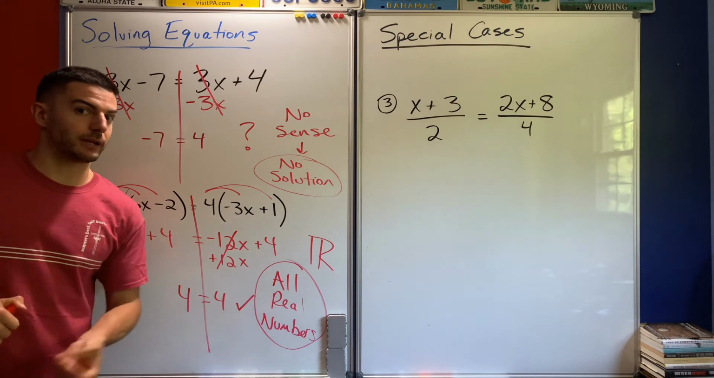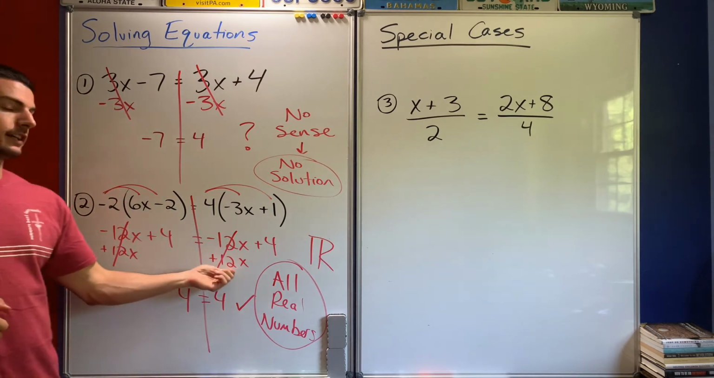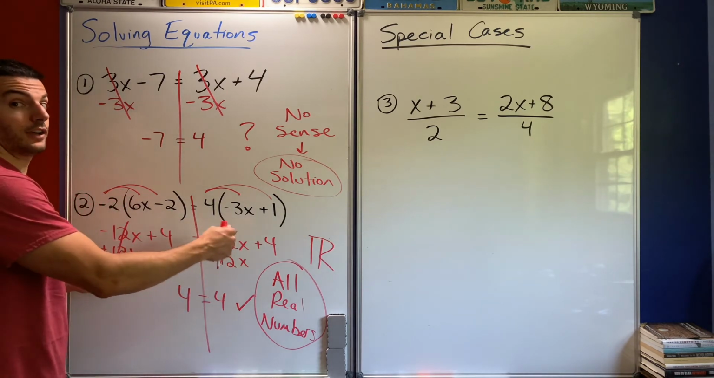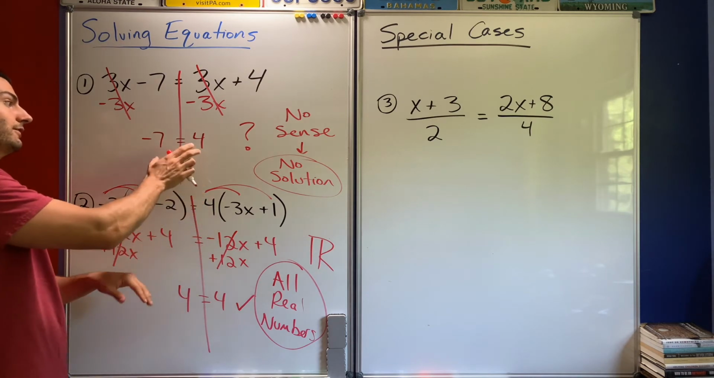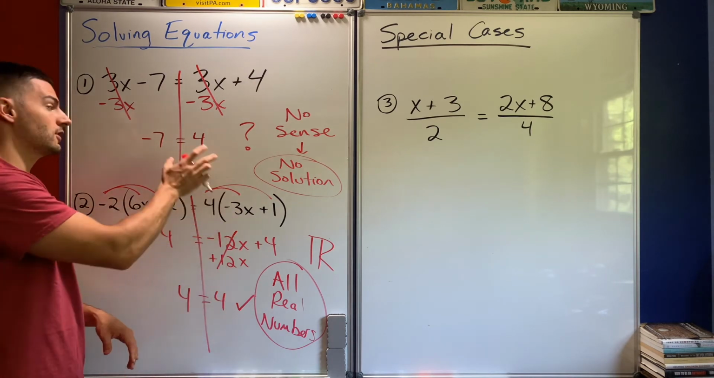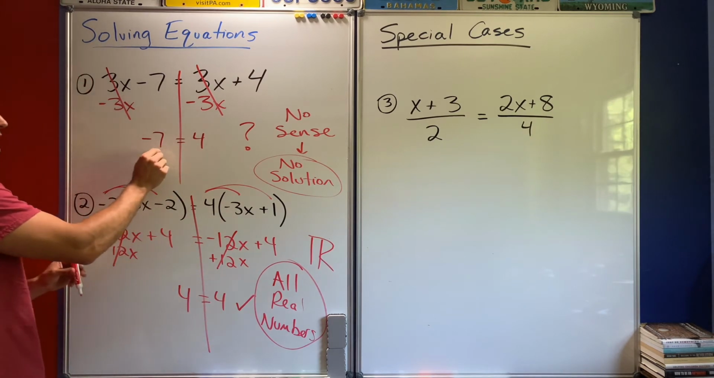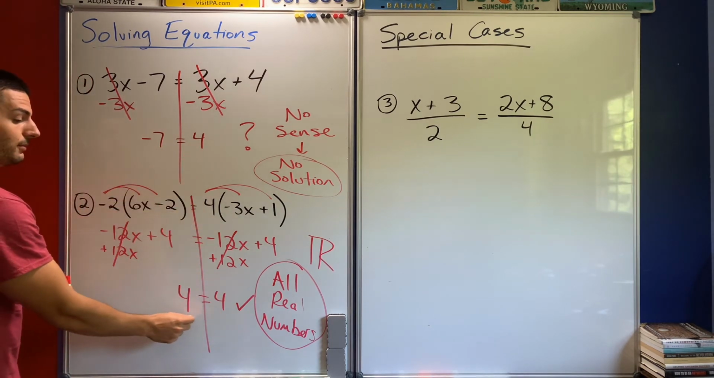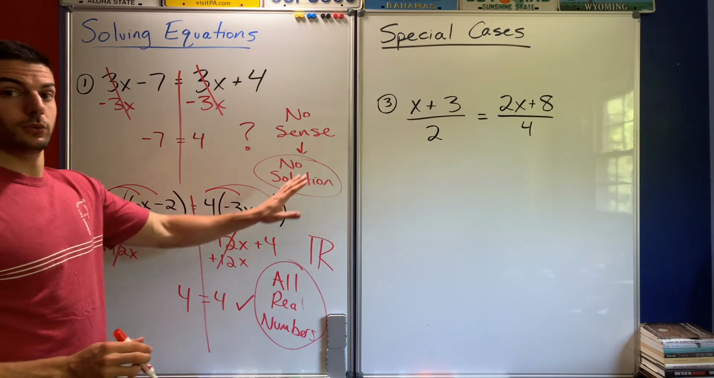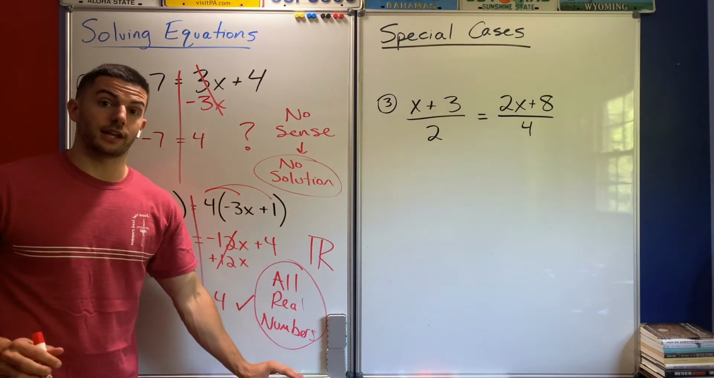And again, you know it's a special case when all of the x's cancel on both sides at the same time, and you're just left with numbers or constants on either side. And you have to look at, is it a number equal to a different number, or is it a number equal to itself? That'll tell you which type of special case solution it is.